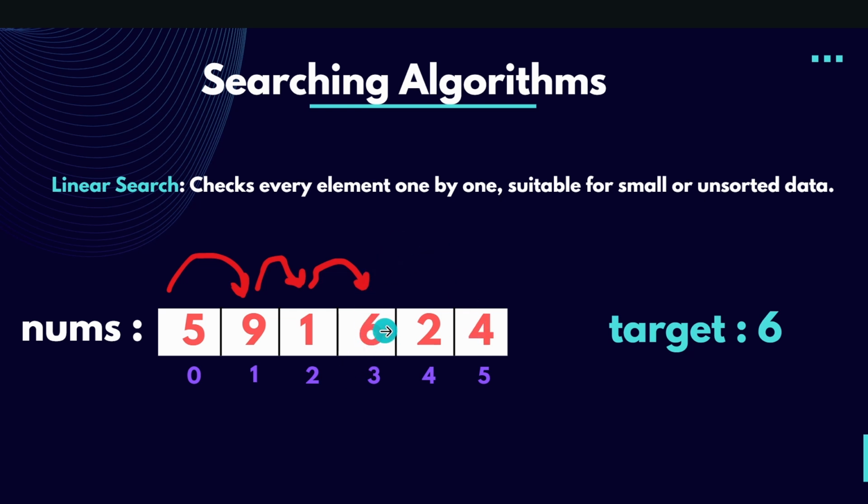If it is not 6, we keep going forward, and once we are out of the array, we say false: the particular given target is not present in this nums array. This is known as linear search. We will also see the code implementation so that you will be very familiar with the code as well.